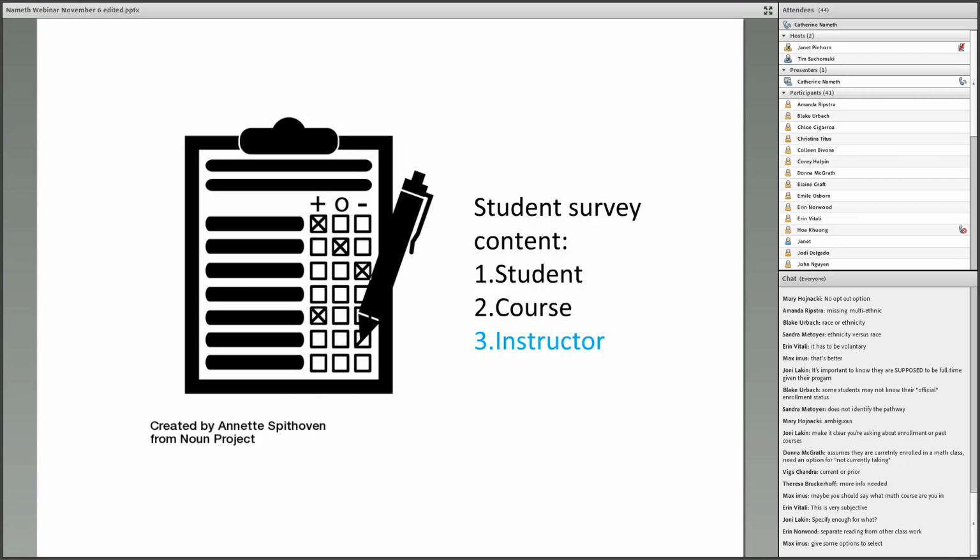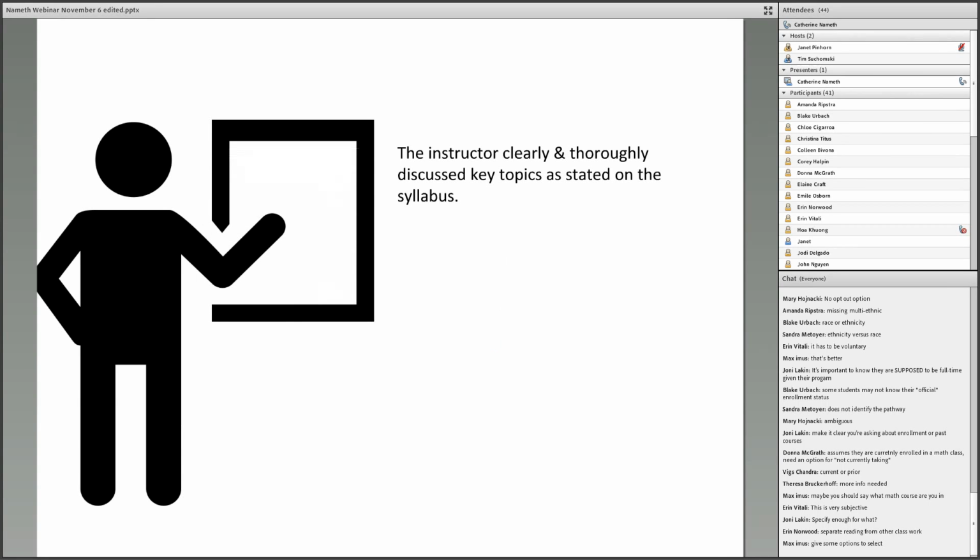So again, we're going to continue in the same vein of I'm going to show you a prompt, and I'd like you to use the chat box to tell me what's the problem with this prompt, again, student perceptions of instructor. So the prompt is, the instructor clearly and thoroughly discussed key topics as stated on the syllabus.